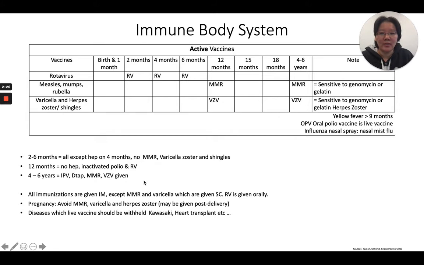How I remember the immunizations for active and inactive vaccines, I just summarize into these 3 points. For 2 to 6 months, you give all vaccines except hepatitis at 4 months, no MMR, varicella, zoster, and shingles. For 12 months, no hepatitis, inactive polio, and RV. At 4 to 6 years, you give IPV, DTaP, MMR, VZV. So I just summarize the whole table, rather than remembering, say, RV, rotavirus, we give it at 2, 4, 6. That way, there are so many that for you to remember.